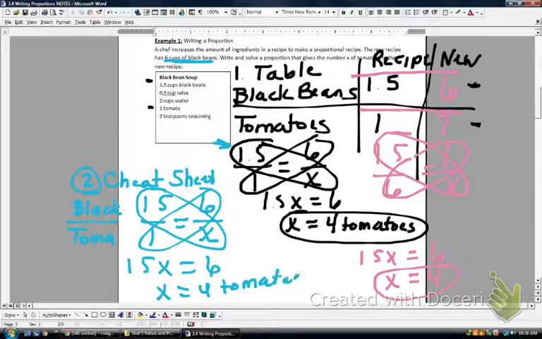So I don't care which way you use. I don't care if you use the table. I don't care if you use the cheat sheet. I usually use the cheat sheet only because it's pretty much the same thing. You just don't have to draw a table. So it's up to you to choose the way that makes the most sense to you.